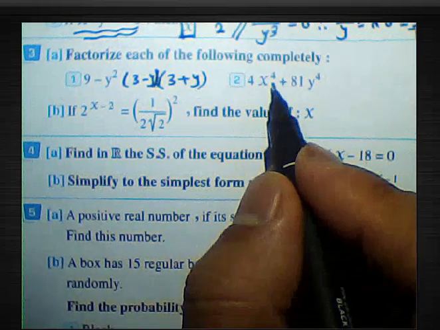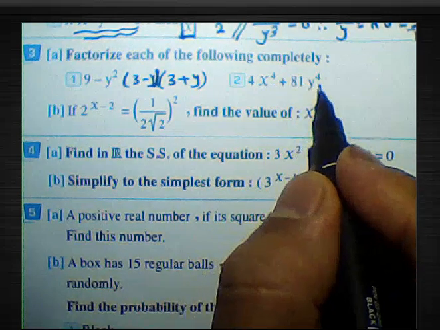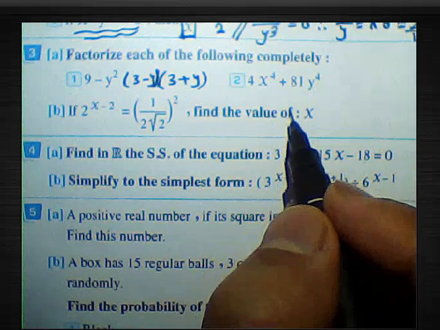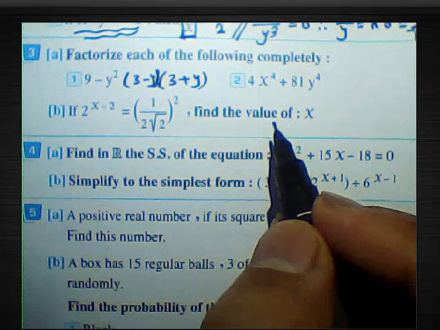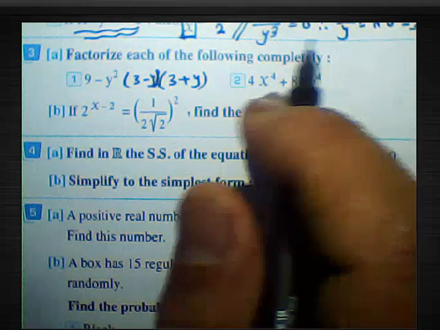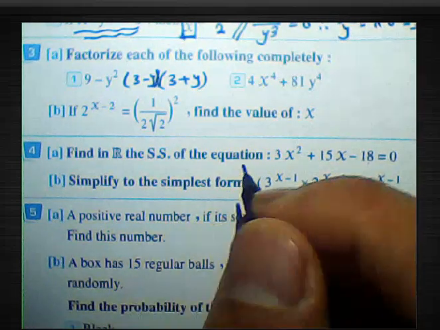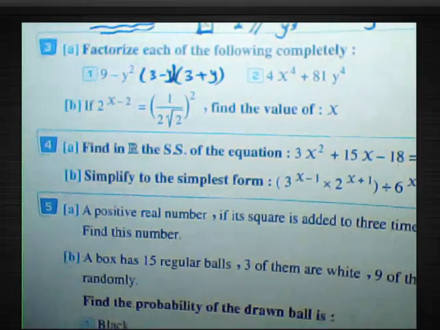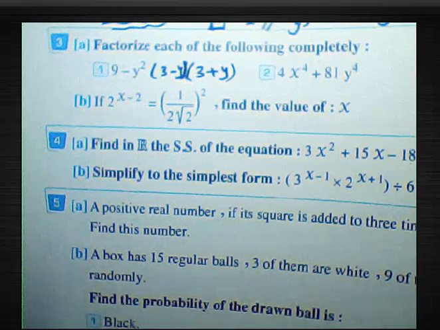And 4x power 4 plus 81y power 4. We can add and subtract 2 multiplied by the square roots of the first and third terms. You can find the result by adding and subtracting here. Okay, look at the board with me and solve it with me.